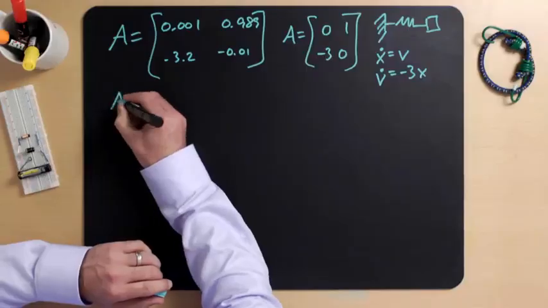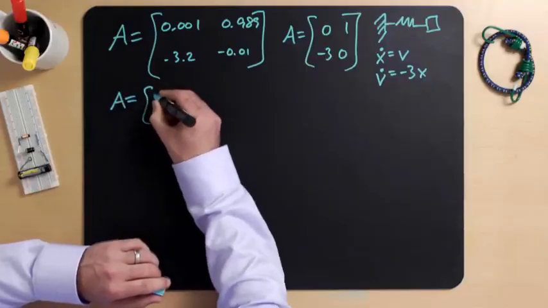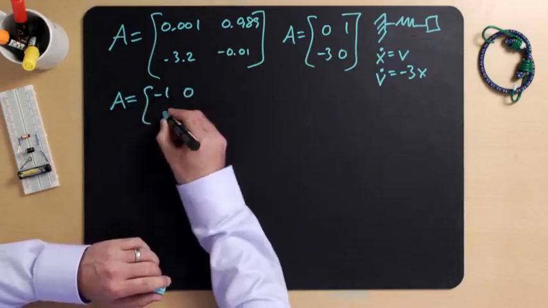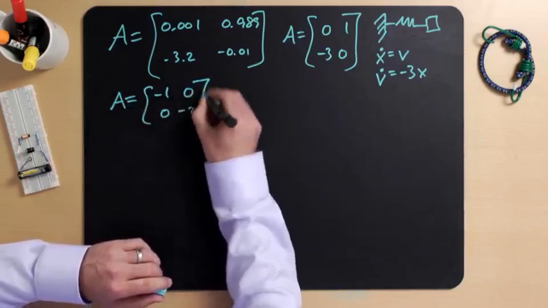So my suspicion was correct. This pair of eigenvalues means the damping is very low because the non-imaginary part is very small and negative. Let's look at some other examples. For instance, what does A equal to minus 1, 0, 0, minus 2 correspond to? Because the diagonal elements are non-zero and the off-diagonal elements are zero, we know that these two states are independent of each other and are first order.